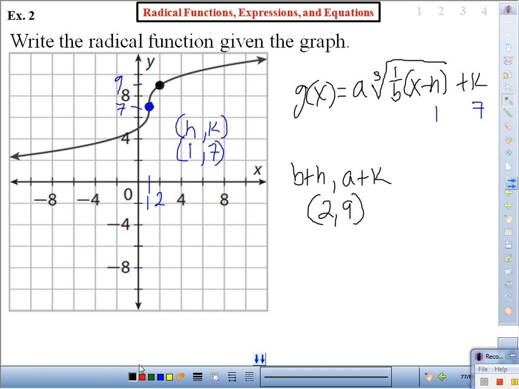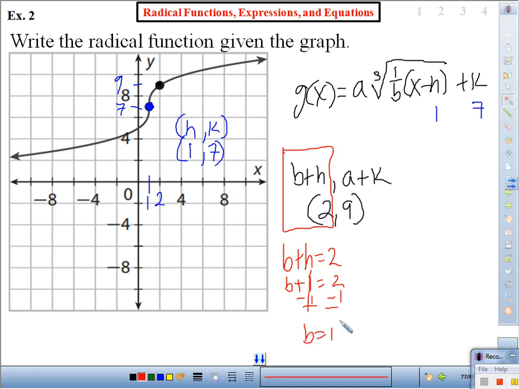All right, so I box this and make it into an equation. B plus h equals 2. However, what is the value for h here? 1. So that goes right there, and I bring down the b plus 1 equals 2. Minus 1 minus 1. B equals 1. That goes right there.